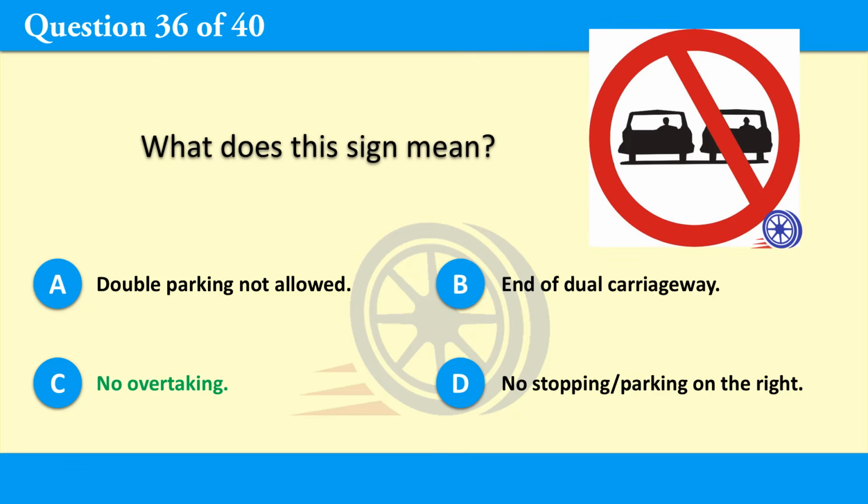Correct answer, C. No overtaking. Explanation: this sign tells you that overtaking is prohibited. These signs are usually found in places where overtaking may be dangerous, such as in areas with reduced visibility.